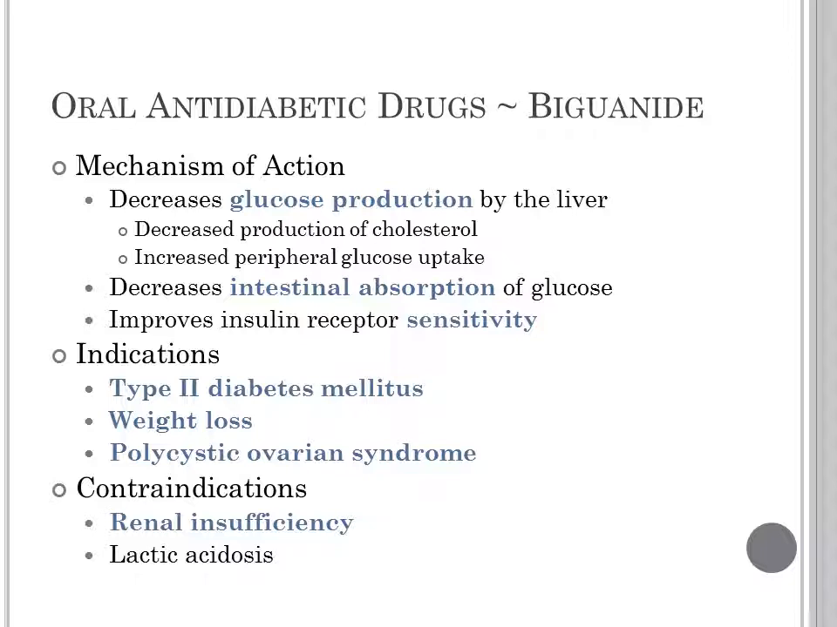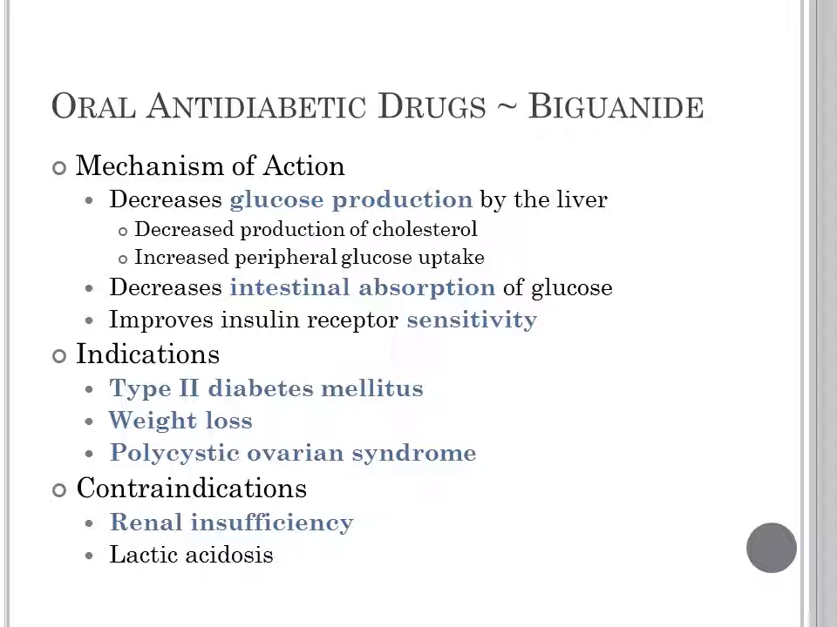The first type we're going to talk about is the biguanides, and these are going to be your metformin drugs. And these are such amazing drugs. I just wish I could put a handful of them into each one of your guys' mailboxes, because they're just fabulous drugs. They're great for type 2 diabetic patients, and they're great for a couple of different reasons.